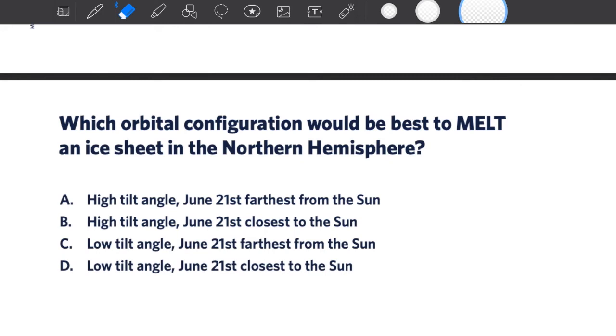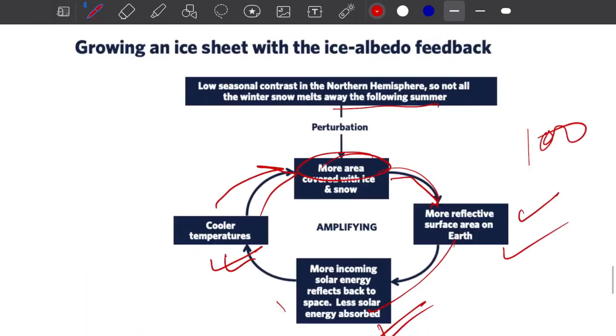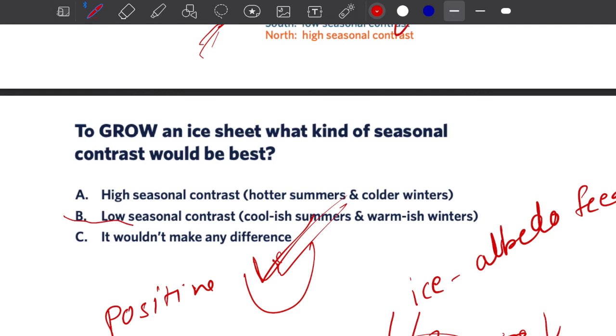Okay, so here we want the best configuration to melt the ice sheet in the northern hemisphere. So no doubt, to melt the ice sheet, first of all we should be close to the sun so that the radiation will be more. So the closest are A, B and D. Now just leave these two options. We have B and D, high tilt angle and low tilt angle. In the case of a high tilt angle, we know the seasonal contrast will be more, and we need less seasonal contrast for the growth of an ice sheet.